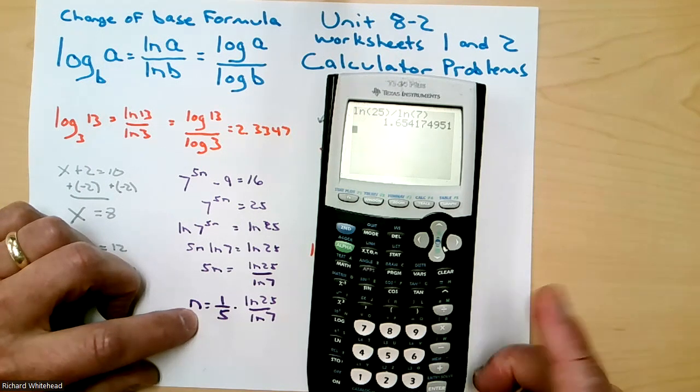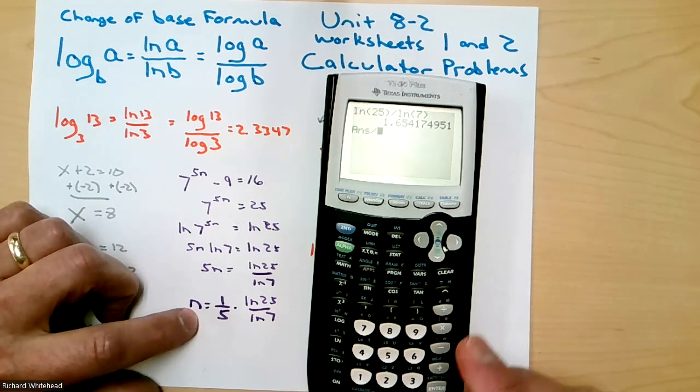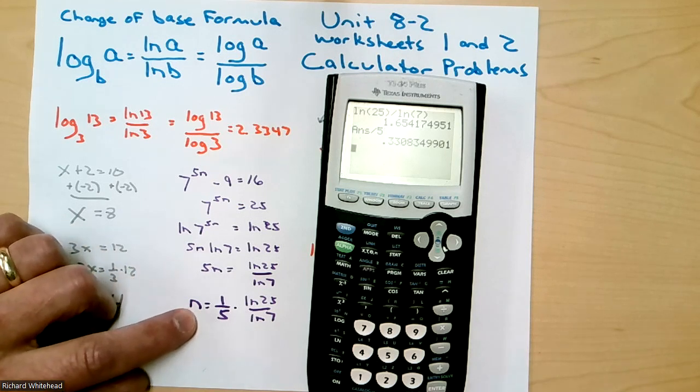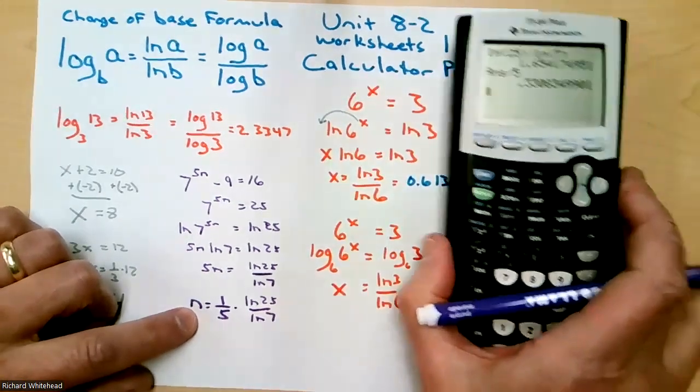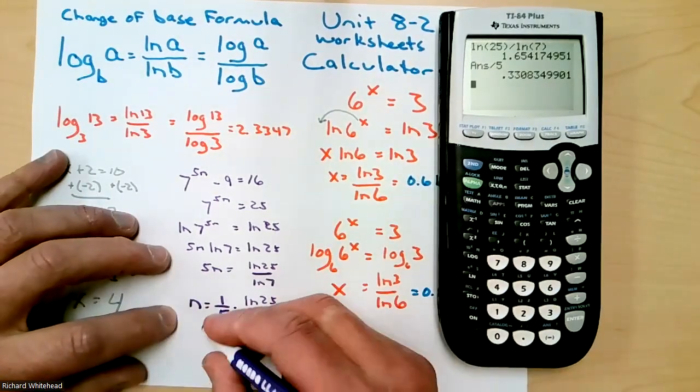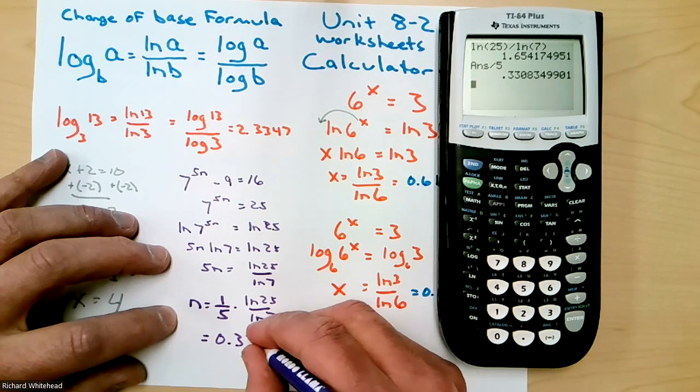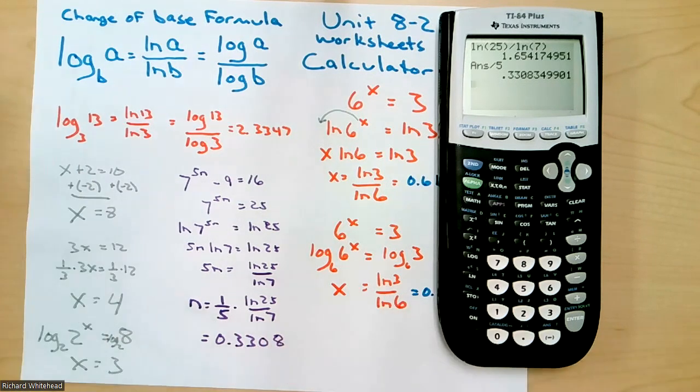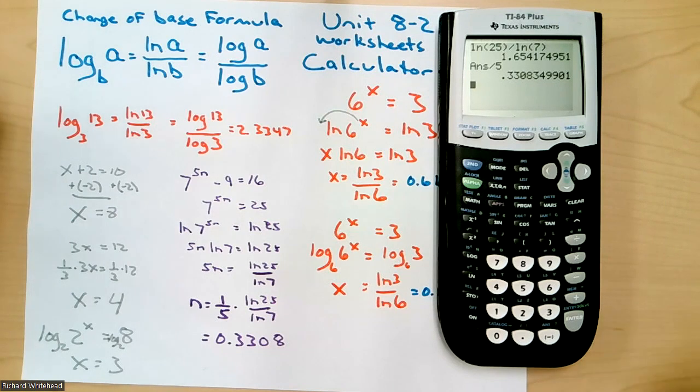Okay, and then I'm going to multiply. And then how about this? We'll just divide that by 5. So we get 0.3308. Anyway, not that bad, is it? Not that bad. We can do this. Let's get to some weirder stuff.